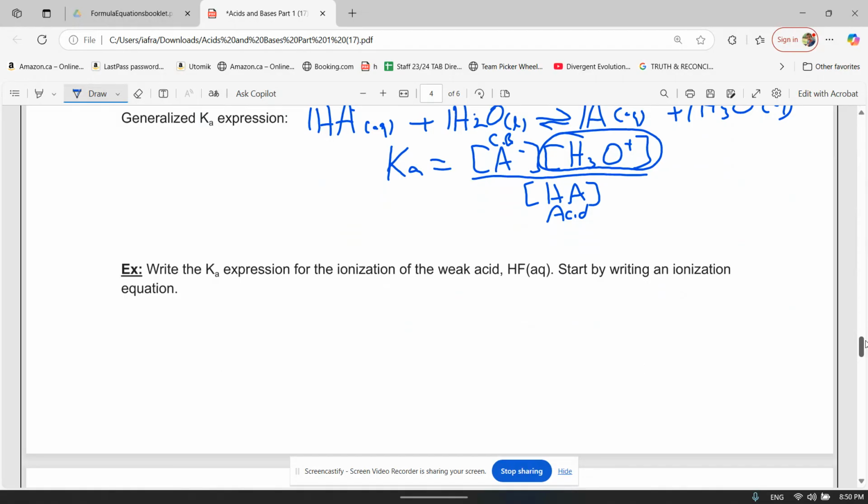So let's try this example here. Try to pause the video and try it yourself. Write the Ka expression for the ionization of the weak acid HF. Start by writing an ionization equation. At this point you've tried it, and now you're just checking your work.